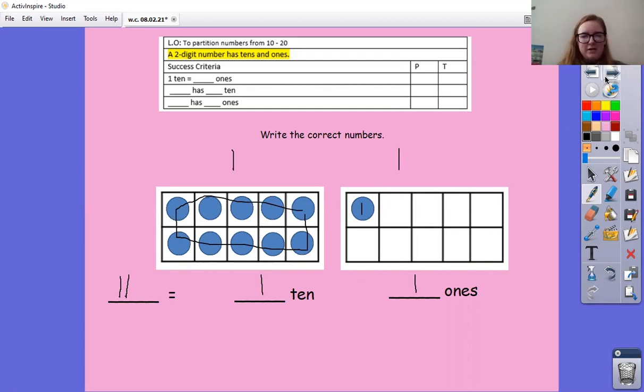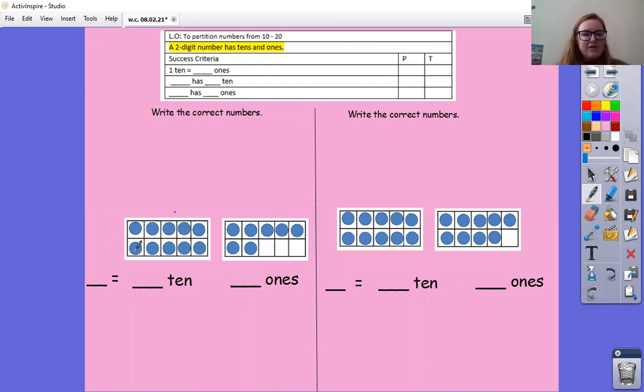Fantastic. Okay. I'm going to have a go at this one with you, and then you're going to try this one on your own. So how many complete tens frames do I have? Well, I can see 1 complete tens frame here. This tens frame is complete, so I know that's 1 ten. Is this tens frame complete? No. So this tens frame is the ones, and how many ones do I have? I've got 1, 2, 3, 4, 5, 6, 7 ones. So I've got 1 ten and 7 ones.